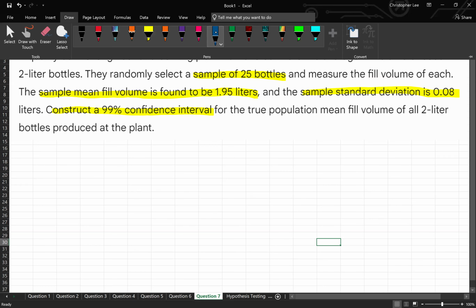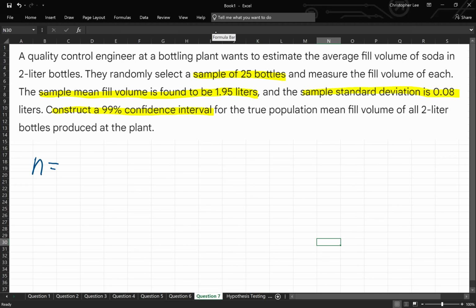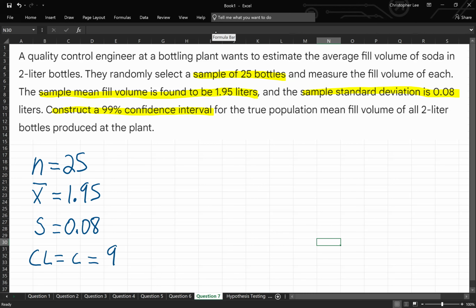Let's look at what we have real quick. I have a sample of 25. I know that my sample mean X bar is equal to 1.95. I know that my sample standard deviation S is equal to 0.08. And I know that I have a confidence level. I like to write CL because that's my initials, but you can write just C if you want. It's going to be 99%, which is also written as 0.99.